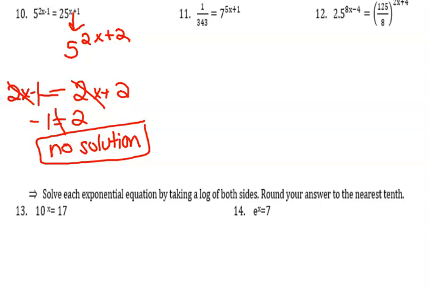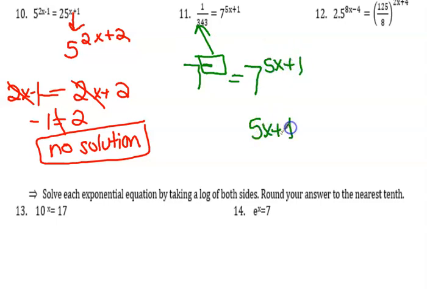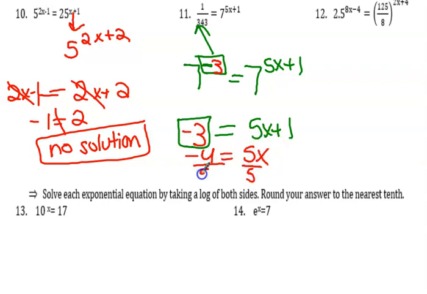All right, what should happen when I have a fraction? You need to think negative. So 7 to the negative what on that side? And then 7 to the 5x plus 1. Then you'd have 5x plus 1 equals what? Okay, well in this case, 7 to the negative 3 would give you 343. So this is negative 3 on this side. I have negative 4 equals 5x. Divide 5 to both sides, and x equals -4/5.